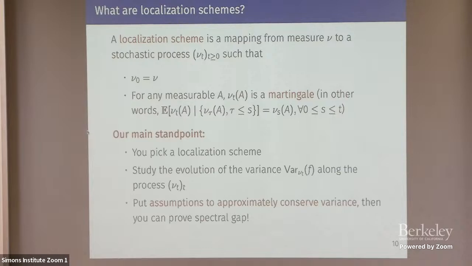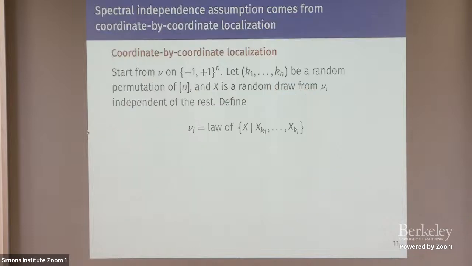Okay. So our point is that if you pick a localization scheme and you study the evolution of the variance along the localization scheme, you put assumptions so that the analysis of the evolution of the variance goes through, and then you will get a spectral gap. This statement looks quite vague now, so let me give you a concrete example first.